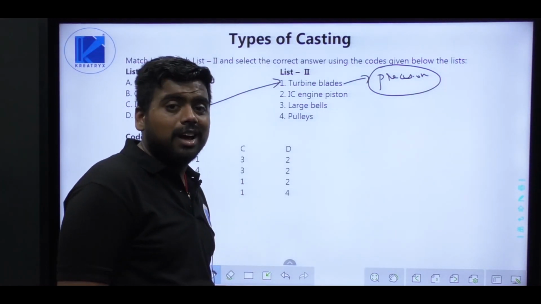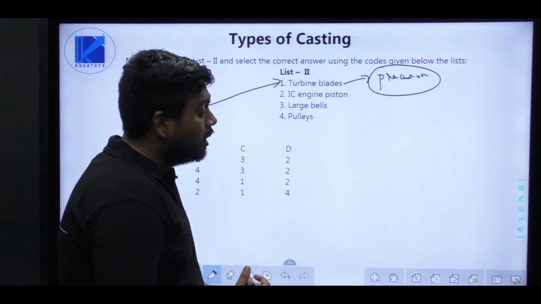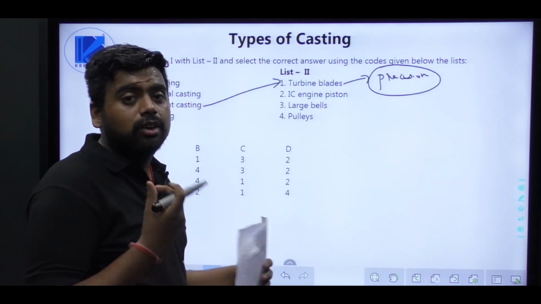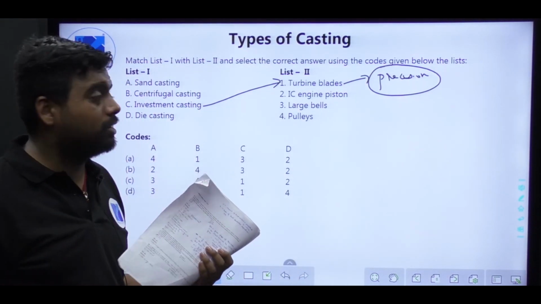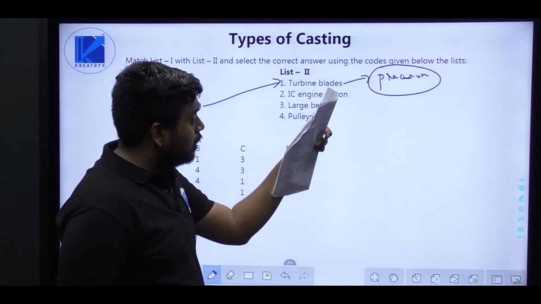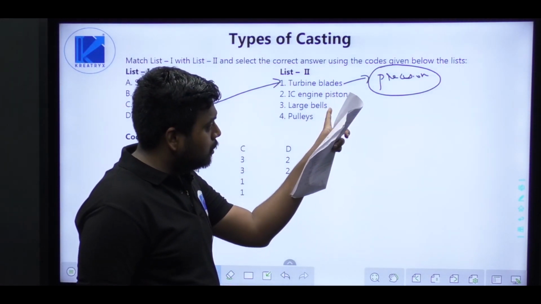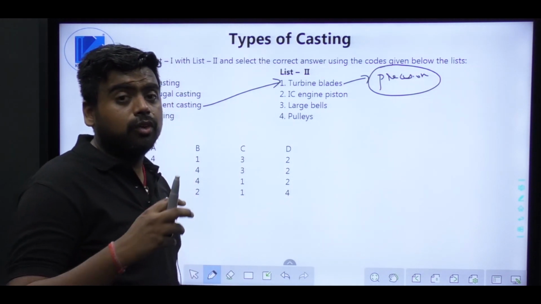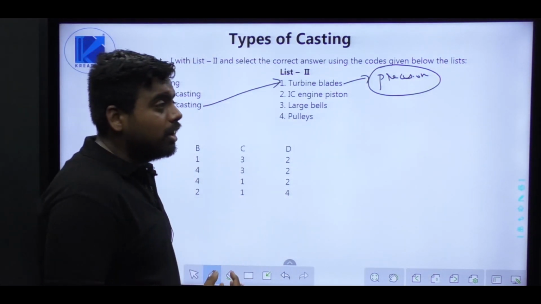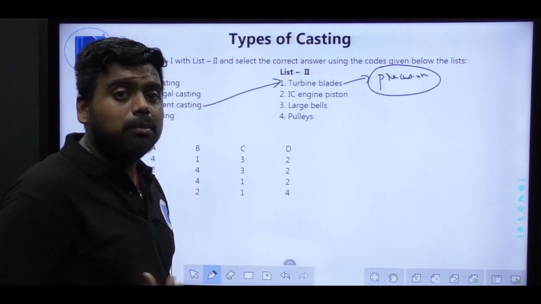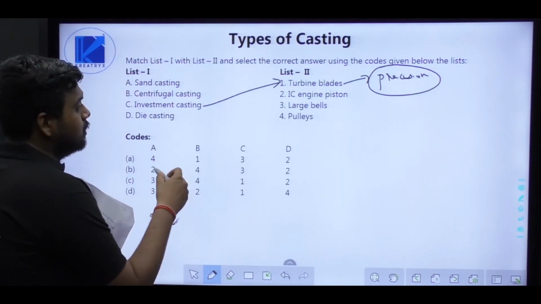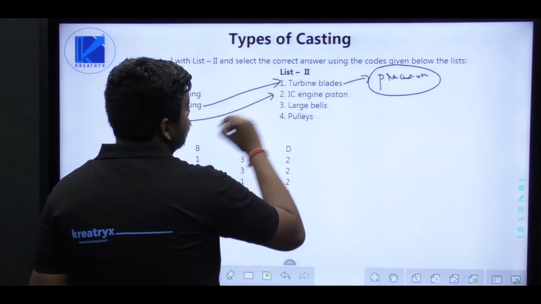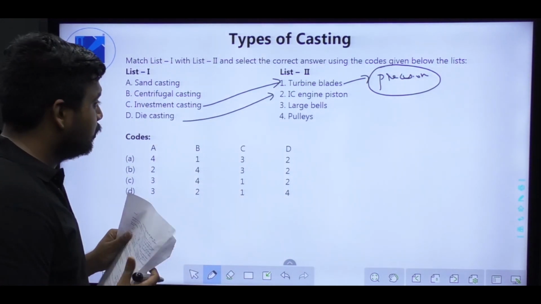The second option is IC engine piston. As we are aware, machine parts or engine parts require very high strength as they undergo repeated stresses. Since an IC engine piston requires very high strength, and for strength purposes die casting or forging is the method which gives higher strength values, the IC engine piston is manufactured through die casting.